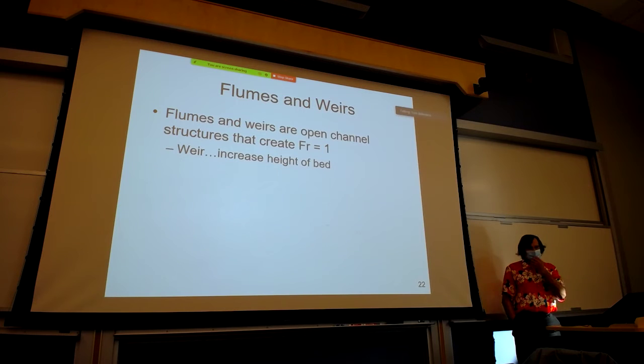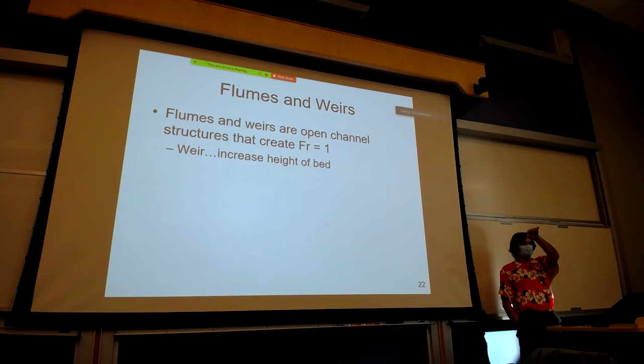What a weir does is basically create a vertical step in the bed as you go downstream in direction of flow. And again, that bed can be horizontal, a regular slope, or an adverse slope. But what you do is you raise the bed high enough such that you create a Froude number equal to 1.